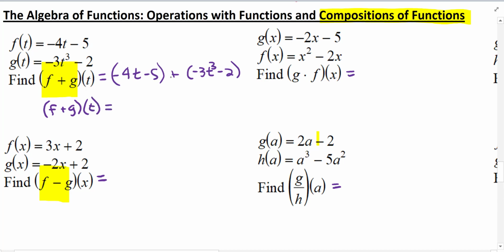And then remember, with polynomials, we want the highest degree to come first. So I'm just kind of going to glance over here. Oh, I notice we have a cubed item, and there are no other cubed items, so I'm going to go ahead and put negative 3t cubed. There are no squared items, so the next one is negative 4t. And then we have two numbers by themselves. We have negative 5 plus negative 2, and that is negative 7.